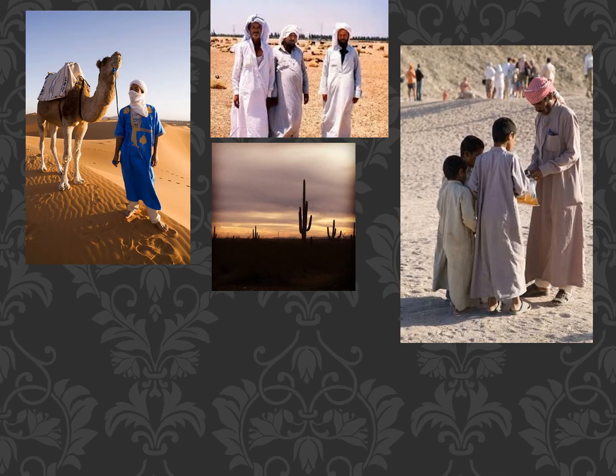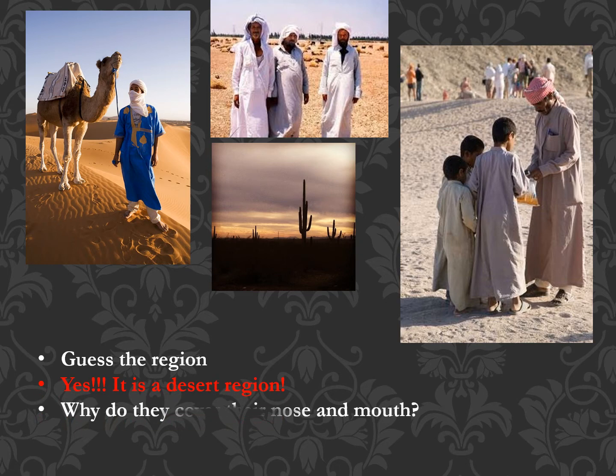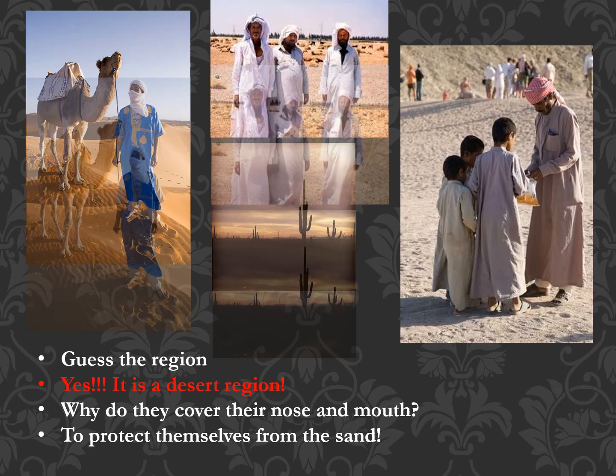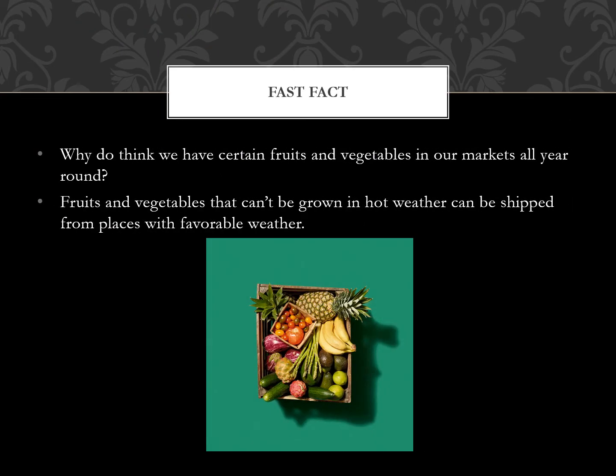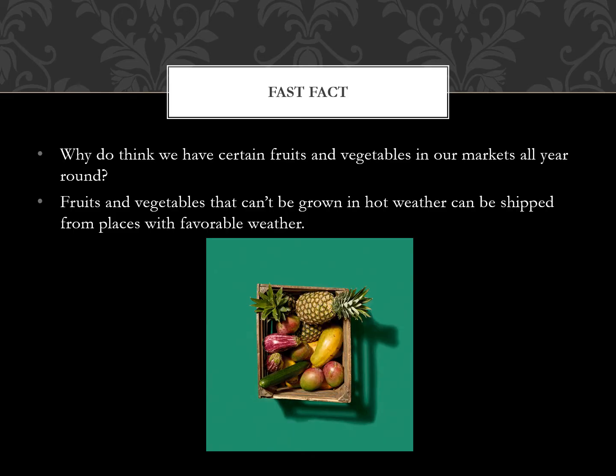Okay, what do you see in front of you? Can you guess the region? Very good, it's a desert region. Okay, and why do they cover their nose and mouth, some of them, when they go in the desert? In the first image you will see, so that they protect themselves from the sand. Here's a fast fact. Why do you think we have certain fruits and vegetables in our markets all the year round? The answer is fruits and vegetables that cannot be grown in hot weather can be shipped from places with favorable weather conditions.